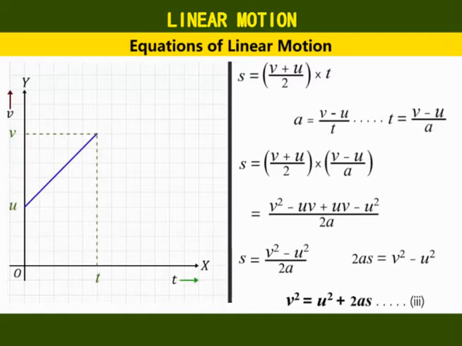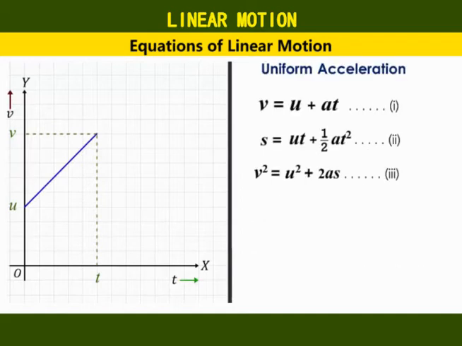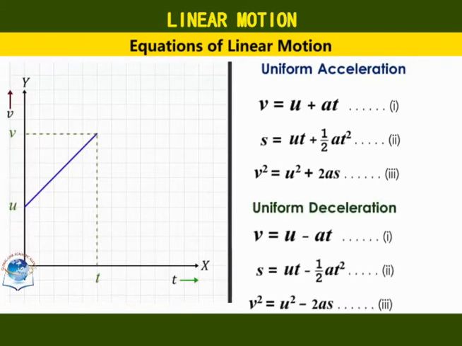And therefore, for a uniformly accelerated body, any of these three equations can be used depending on the missing quantity. Recall that deceleration or retardation is negative acceleration, and therefore the sign of the acceleration in all of these equations will change into a negative.